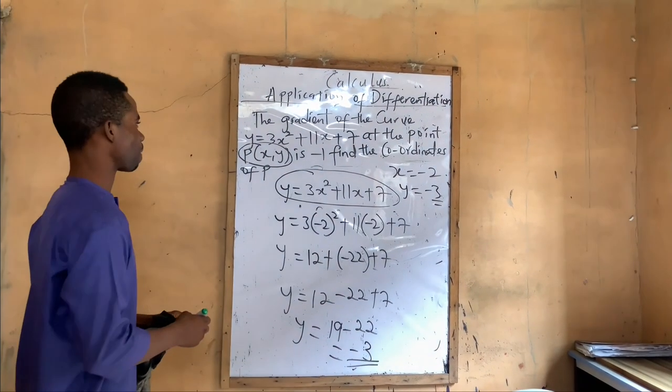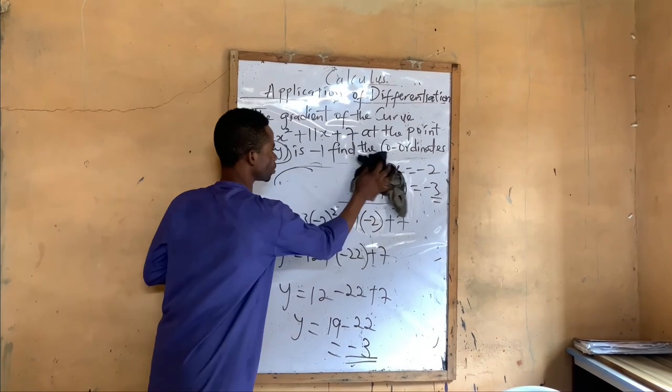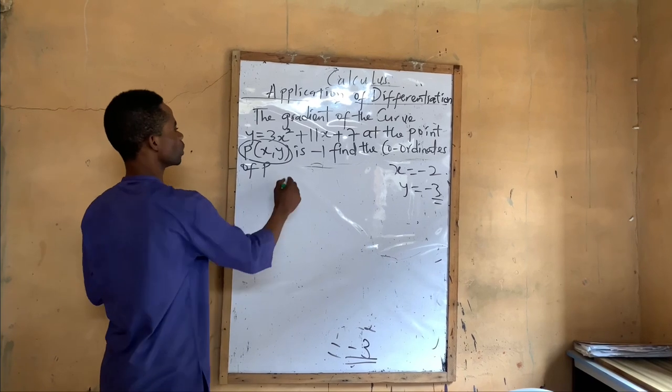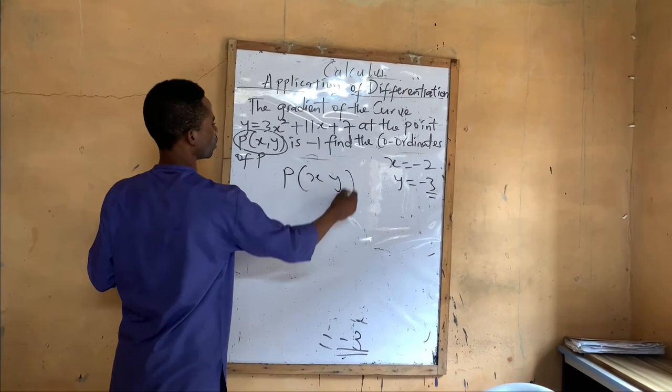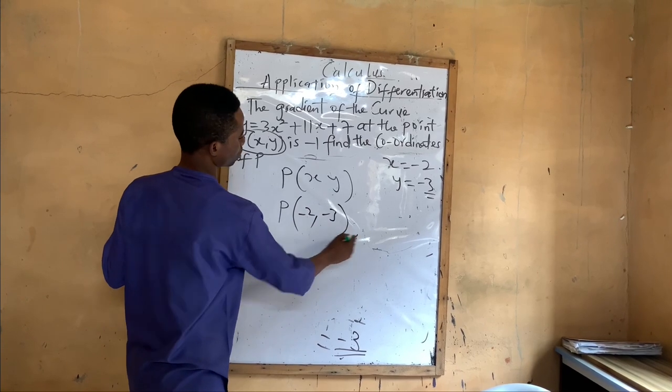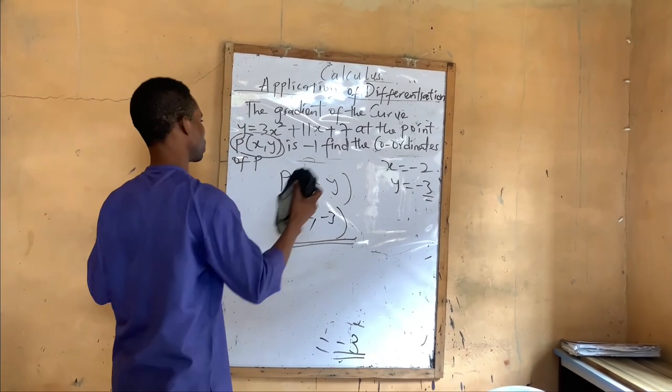So the coordinate of P, which is what we are looking for, x y, is minus 2 and minus 3. That is the first example.